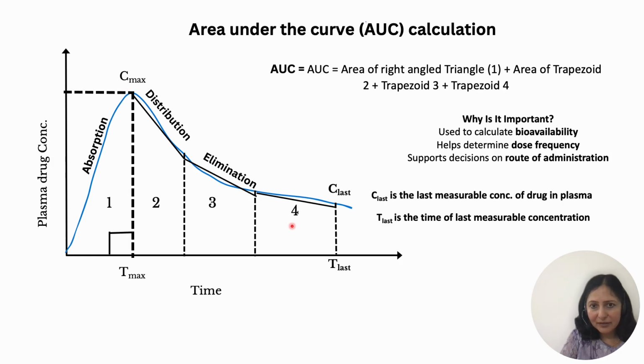Why is area under the curve important? Area under the curve is used to calculate bioavailability, that is the proportion of the drug that reaches the systemic circulation.